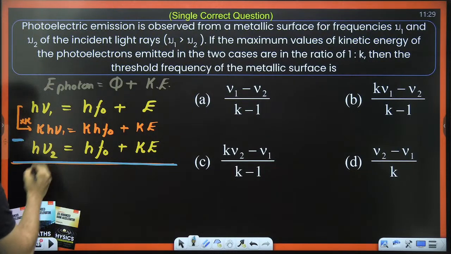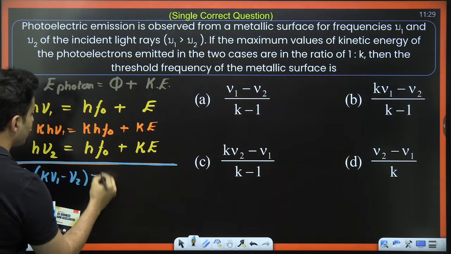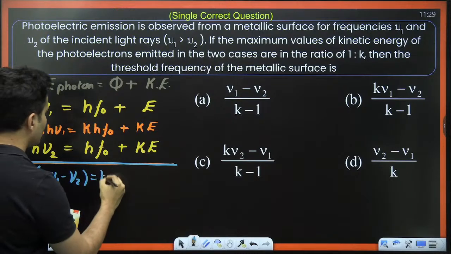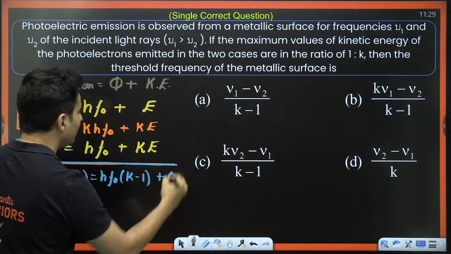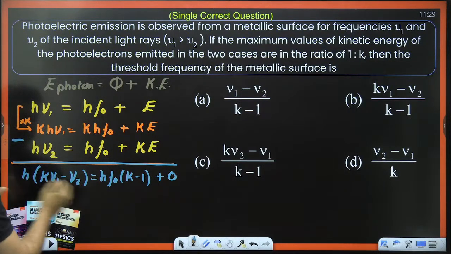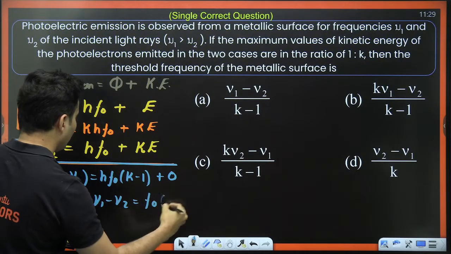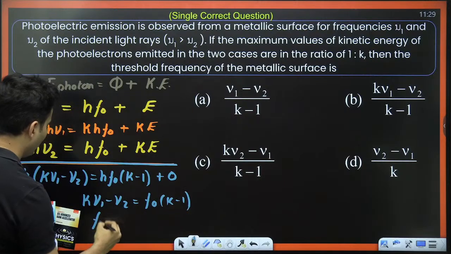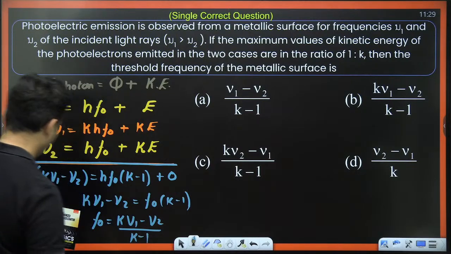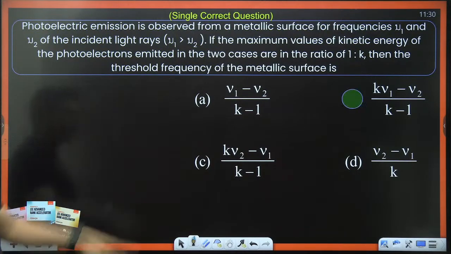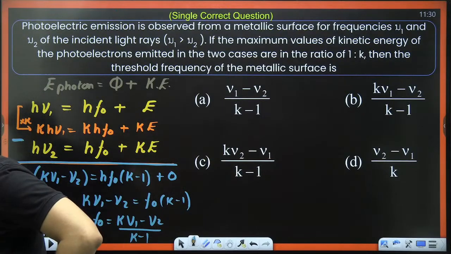So here h is common: hK(𝛎1 minus 𝛎2) is equal to hf0 and I will have K minus 1. The K E terms will get cancelled, you will get 0. h will get cancelled. So I will get K into (𝛎1 minus 𝛎2) is equal to f0 into (K minus 1). Therefore, f0 will be K times (𝛎1 minus 𝛎2) divided by (K minus 1). I think that is exactly what I need, which is option number B. B for IIT Bombay. Very good, Chandana. Excellent.